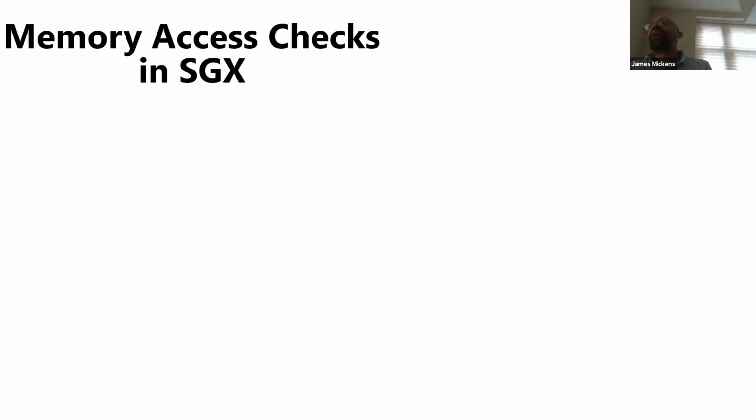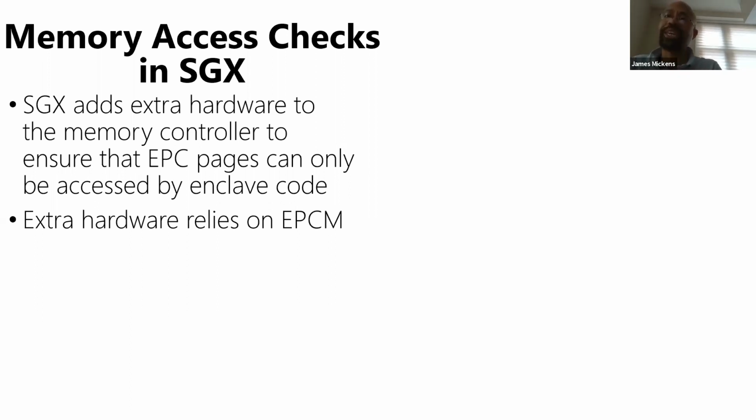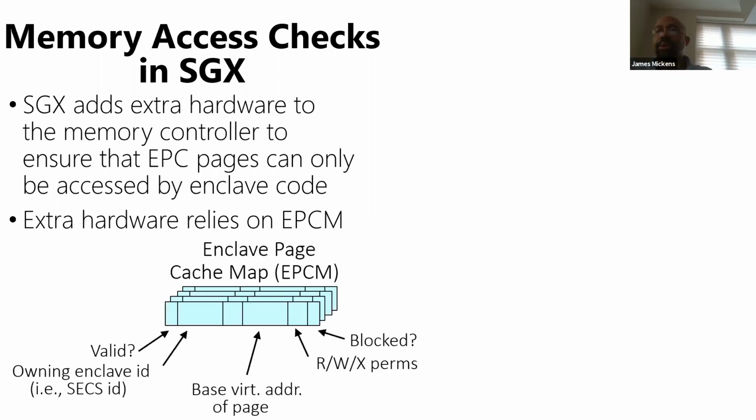So how do we enforce that property? Well, this gets to this topic of the memory access checks in SGX. And so SGX is going to add extra hardware to the memory controller to ensure that these EPC pages can only be accessed by enclave code. And in particular, the particular enclave that is associated with each one of these EPC pages. And so this extra hardware is going to mostly rely on the EPCM, the enclave page cache map. And so if you remember, I had said that inside each one of these EPCM entries, there's this base virtual address of a page, and there's this owning enclave ID. So why is that helpful?